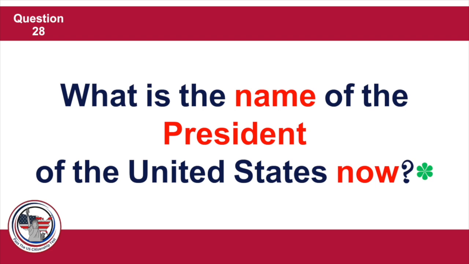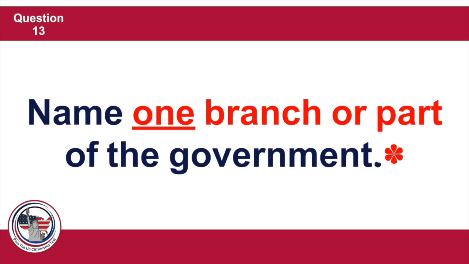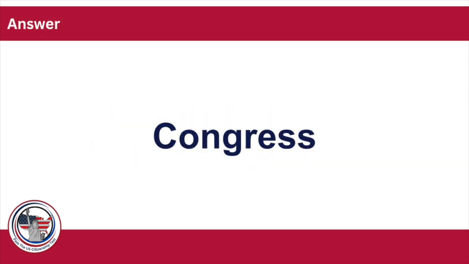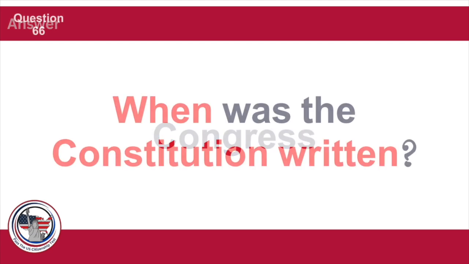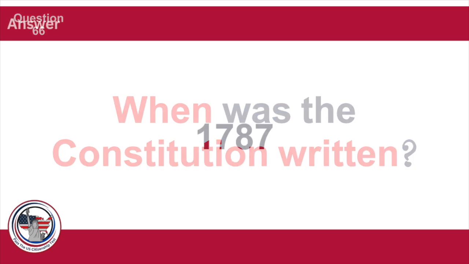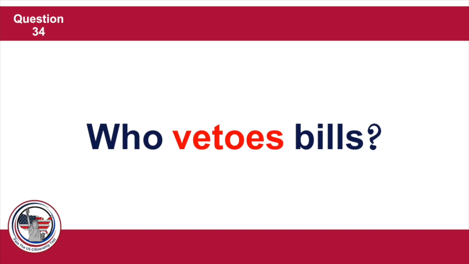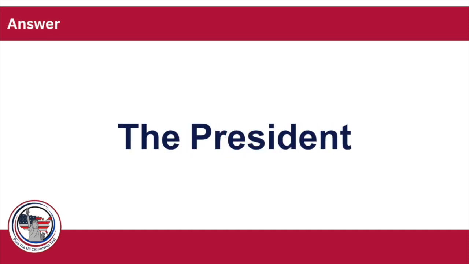What is the name of the President of the United States now? Donald Trump. Name one branch or part of the government. Congress. When was the Constitution written? 1787. Who vetoes bills? The President.